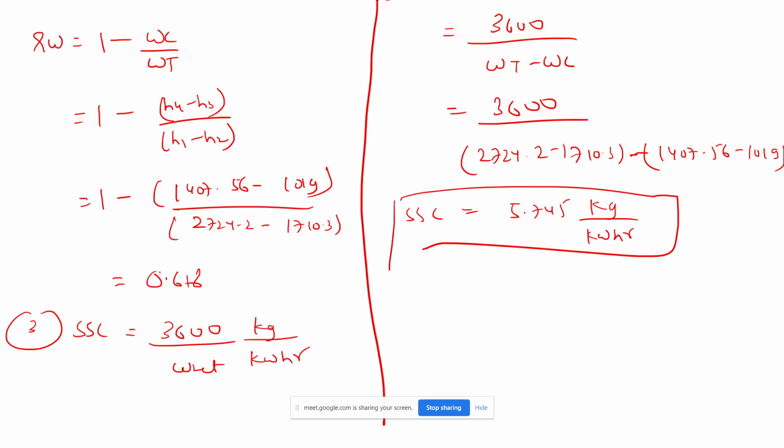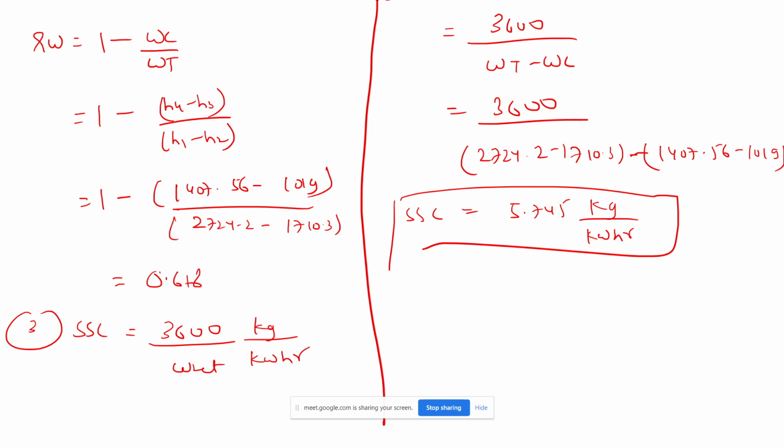If anyone is having any problem on pure substance, should I discuss that, enthalpy calculation and all those things, or should we directly start the Rankine cycle? Because I have skipped that part because you have already studied it in thermodynamics.